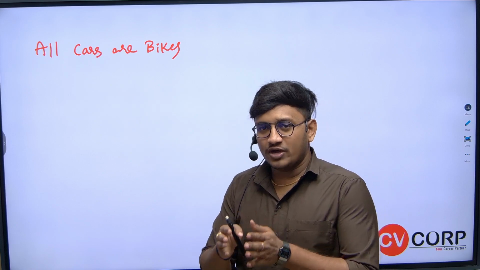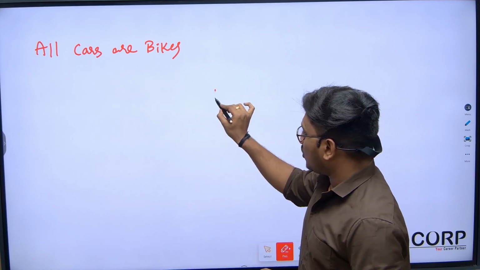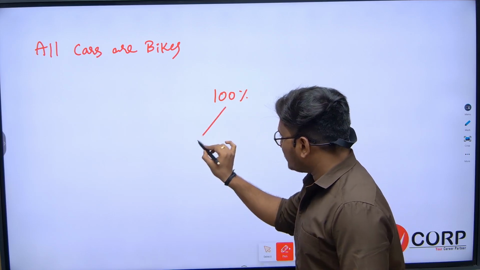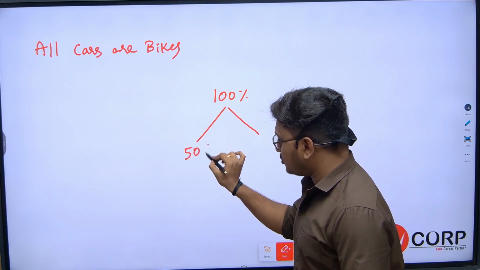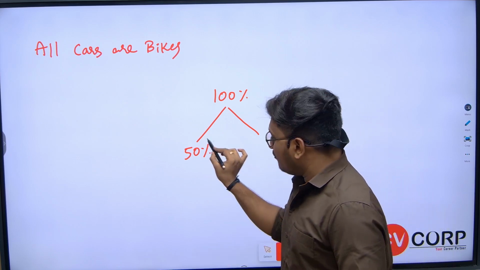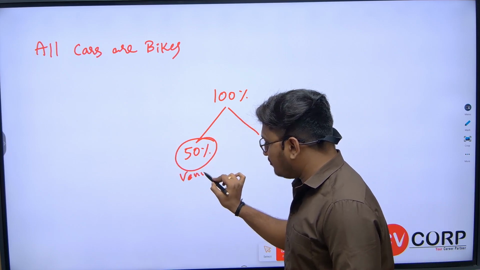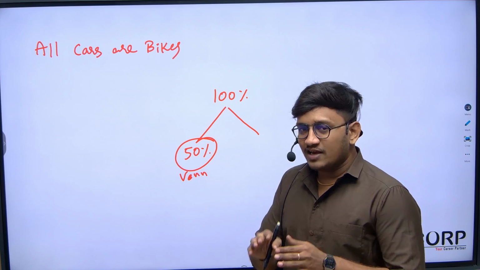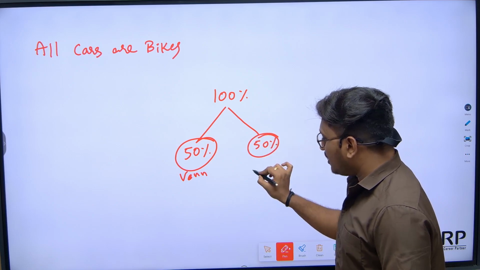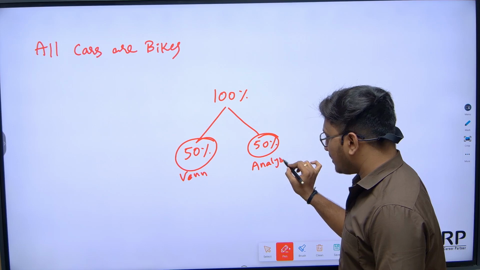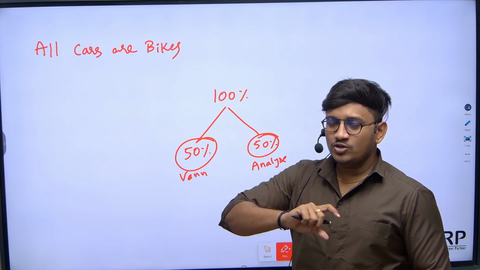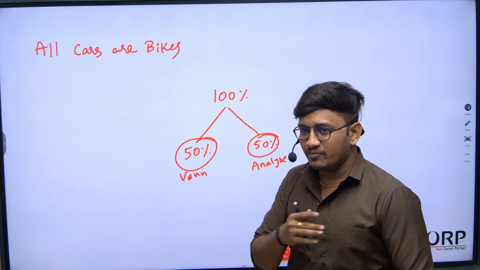First, while drawing a Venn diagram: if you want to solve syllogisms questions with 100% accuracy, make sure that 50% of the question will be solved when you know how to draw the Venn diagram. The remaining 50% is based on how you analyze the diagram. Majority of the students think that if they know how to draw a Venn diagram, they'll be perfect in syllogisms.